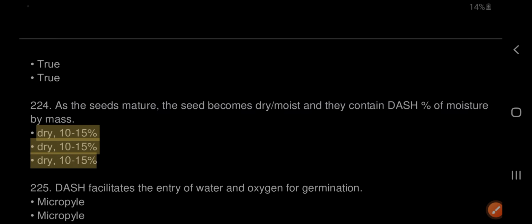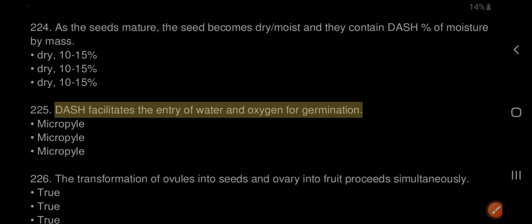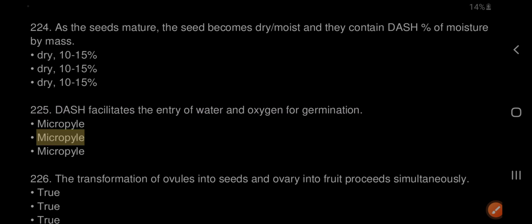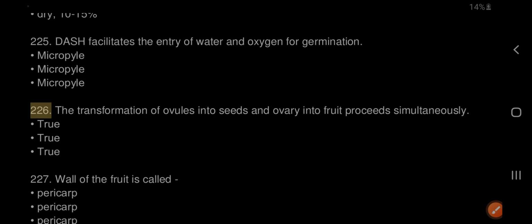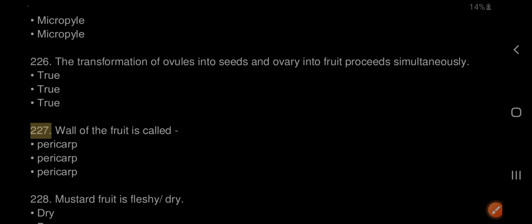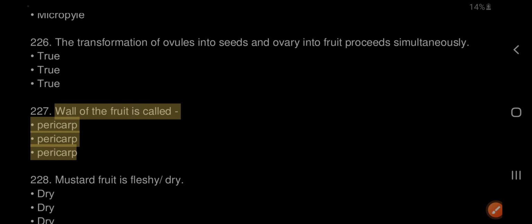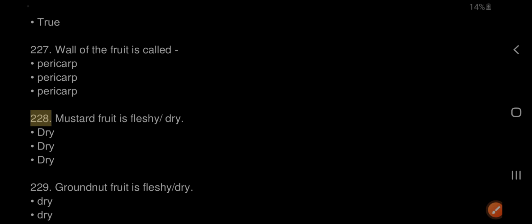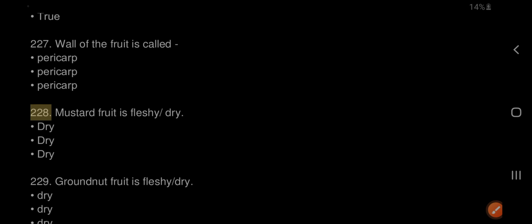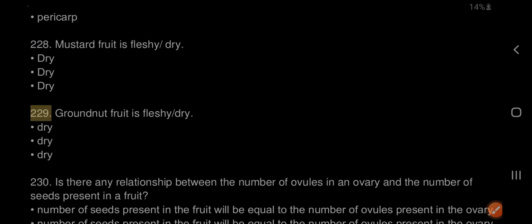225. Micropyle facilitates the entry of water and oxygen for germination. 226. The transformation of ovules into seeds and ovary into fruit proceeds simultaneously. True. 227. Wall of the fruit is called pericarp. 228. Mustard fruit is dry. 229. Groundnut fruit is dry.